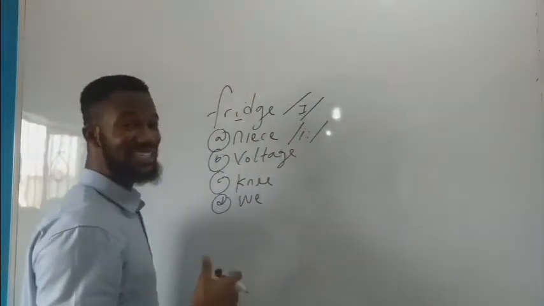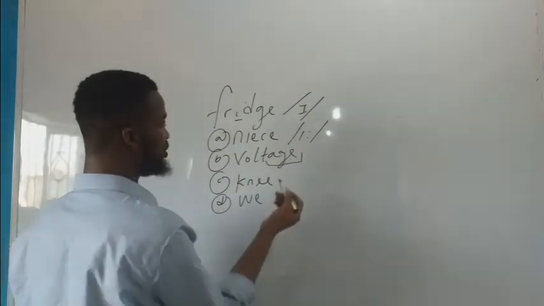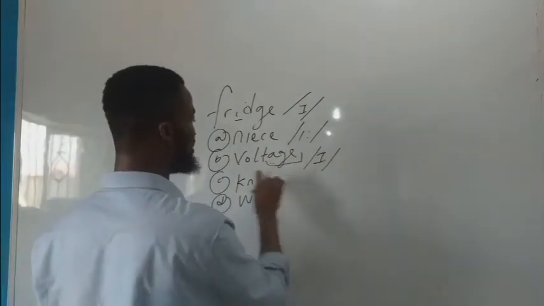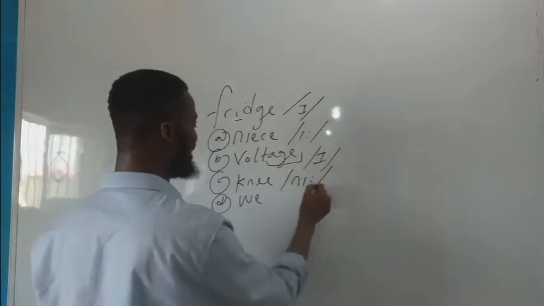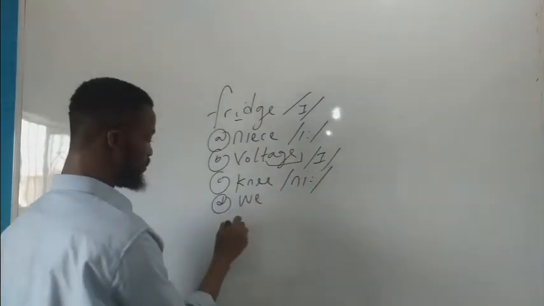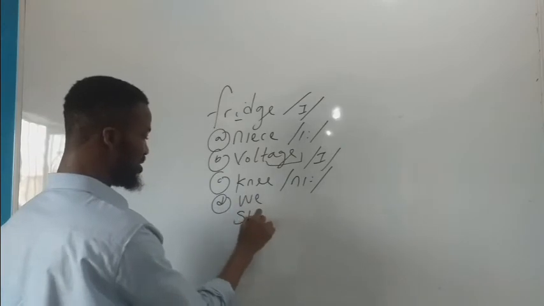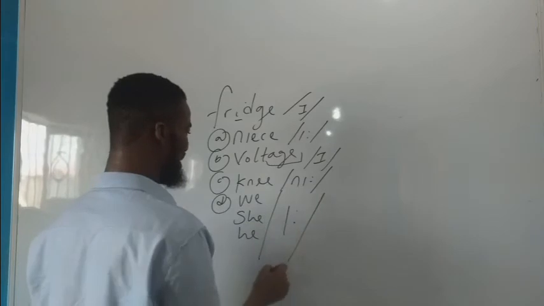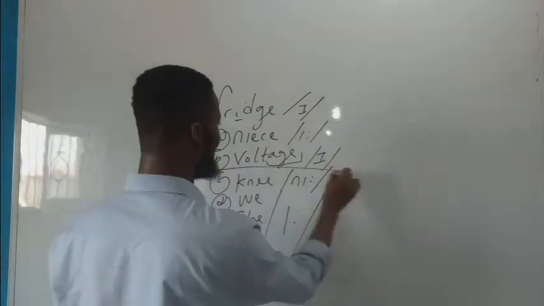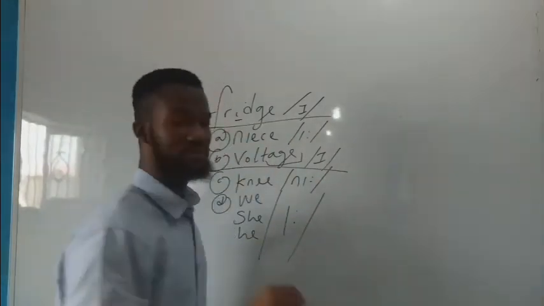This is pronounced niece. Don't forget about the AGE I spoke about. This is going to give us voltage, and this is pronounced with a double E as knee. And this WE, don't forget about WE, SHE, HE, and so on. They all give us the long E sound. So our answer can only be this: voltage, fridge.